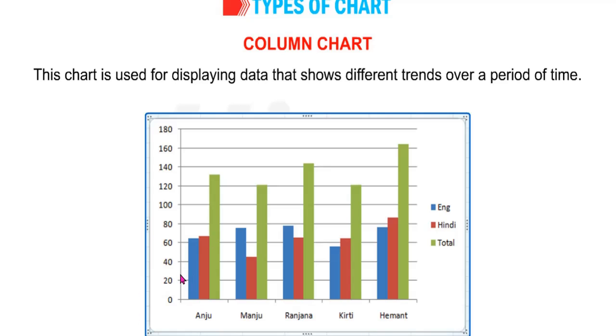Anju, first test, she got above 60. And second test, more than that. Third, more than that. And for Manju, see here, very easily you can understand. In this type of chart, categories are organized horizontally. Categories, then values vertically. Opposite of bar chart.